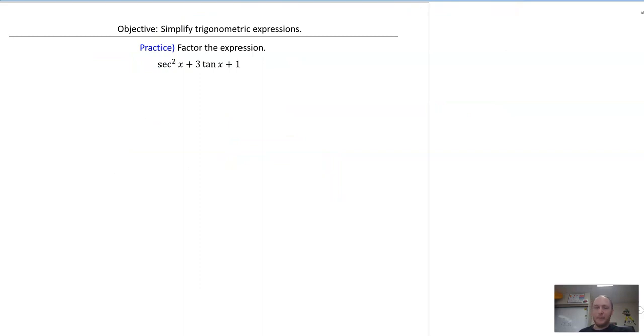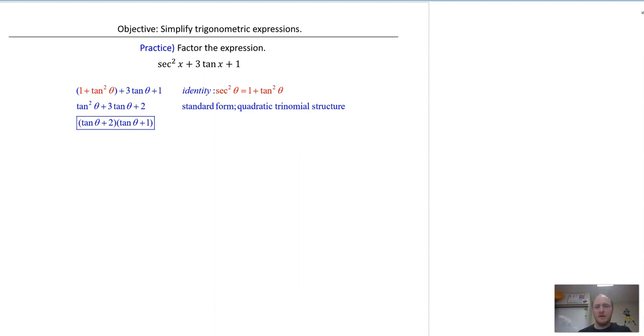Please go ahead, pause the video. I want you to try this one. All right, so hopefully you have paused the video. Here is the solution. And you do the same thing. You just substitute in that trigonometric identity. Secant squared theta is equal to 1 plus tan squared theta. When you do that, now your trigonometric expression has the same trig function.